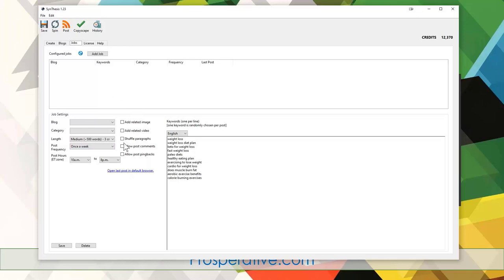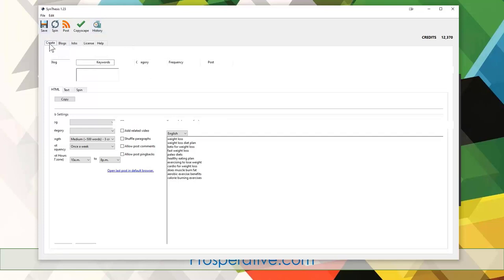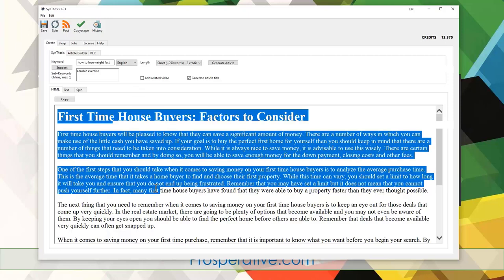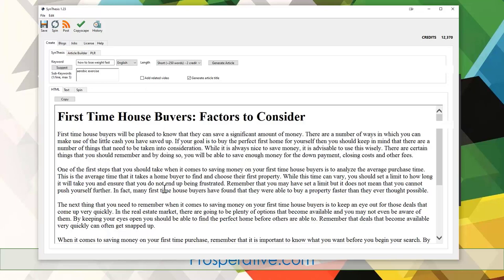Now, the new update that will be coming out in a week or two will allow you to do some extra in the Create tab. You'll be able to add links within the article automatically with keyword substitution. So if you say, I want to link to a ClickBank product where I have the keyword aerobic exercise in my article, it will do that for you. So that's the first thing.